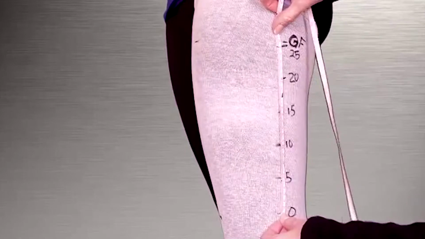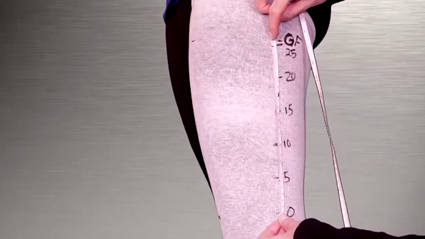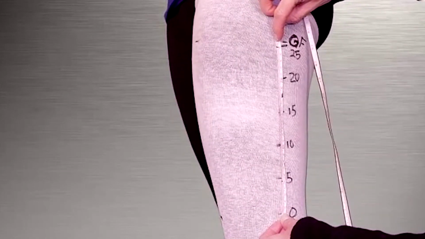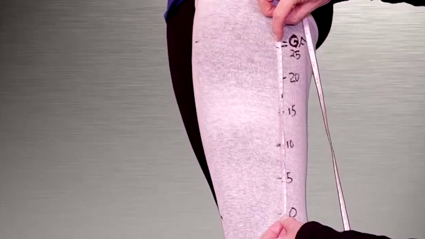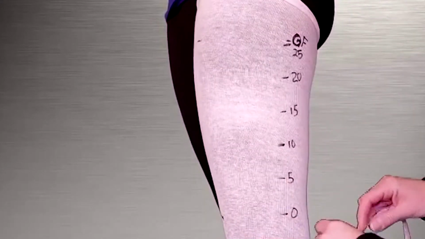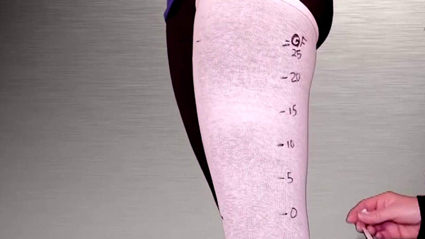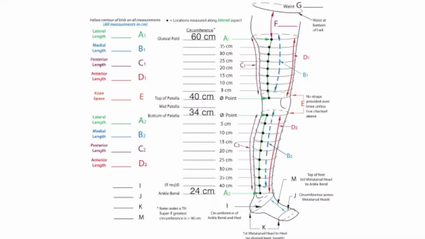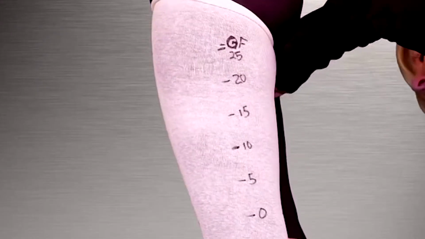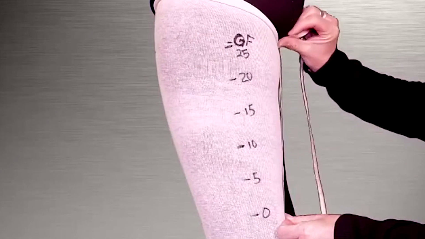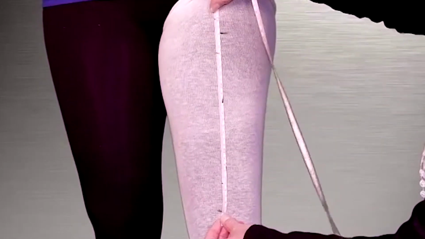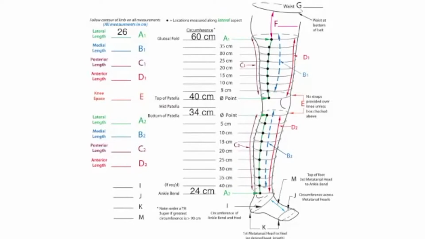Follow the contour of the skin with the tape, but do not press it down into any crevices if present. Measure up from the 0 point on the lateral aspect of the top of patella to make a mark on the lateral aspect of the gluteal fold, and record this measurement on the measuring form line A1. Repeat the process on the medial, posterior, and anterior aspects of the upper leg, and record the length measurements on their respective lines B1, C1, and D1.